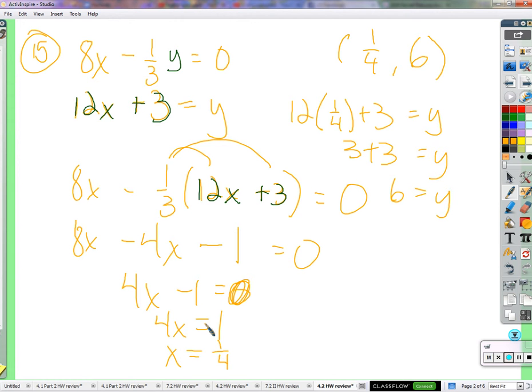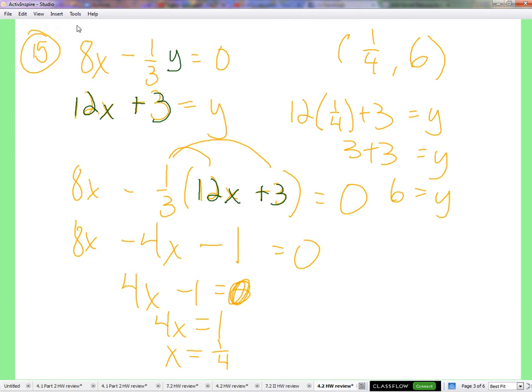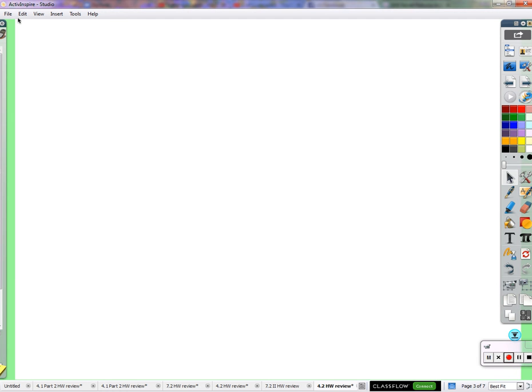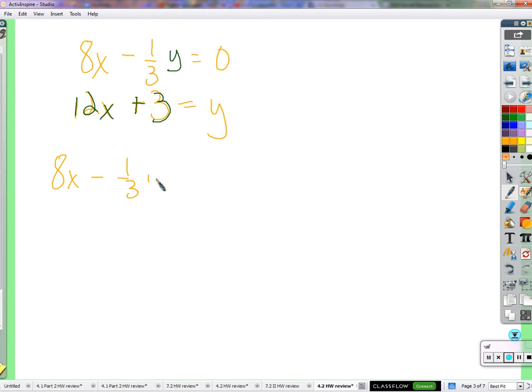Some people get a little confused. They don't realize what they're really doing, and they wind up doing something like this. They think, oh, I know y is supposed to be 12x plus 3, so they write 8x minus 1/3 y times 12x plus 3 equals 0. So what has this person not done? They didn't substitute. That's not substitution. That's just writing this value next to this term.